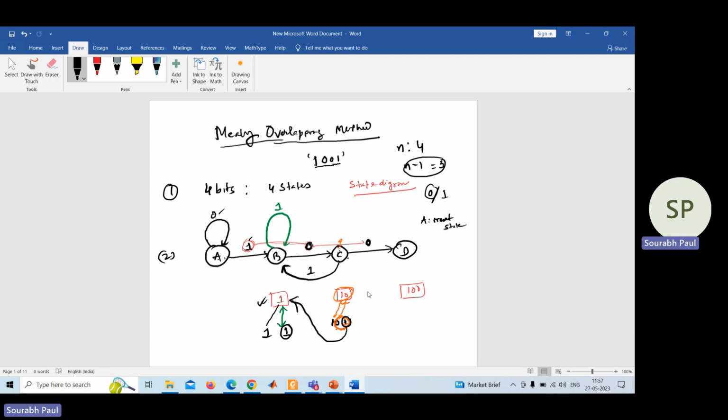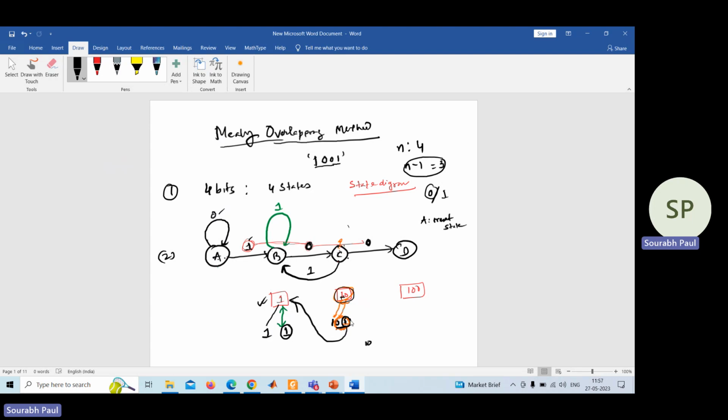Now the question is, suppose these things were the same. This is 1 0 you have got in this box, and suppose these 2 bits were also 1 0. Then in that case, what did you have to do? You had to make a self loop. If these two things are the same, then you have to do the self loop.